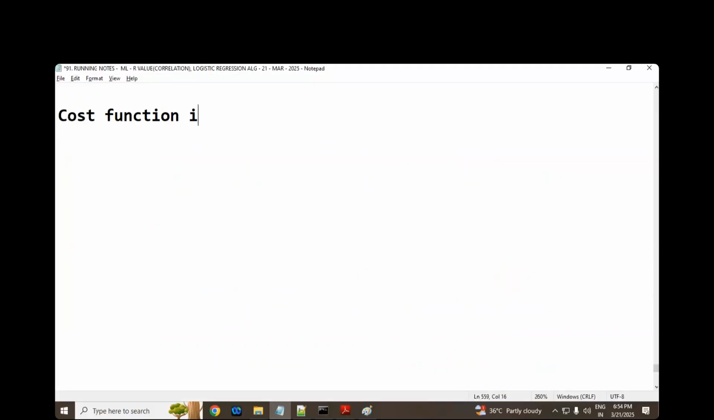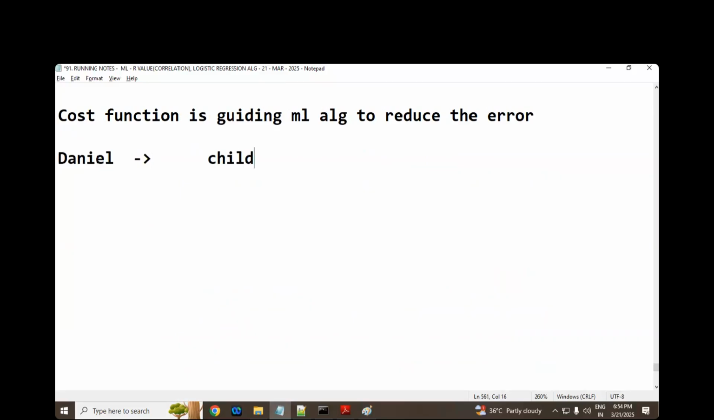The cost function is guiding the ML algorithm to reduce the error. Let me give an example. In my childhood, I used to make 100 mistakes. I was a very naughty guy. I used to hit other kids, and even other kids would beat me. Then my father noticed all this.